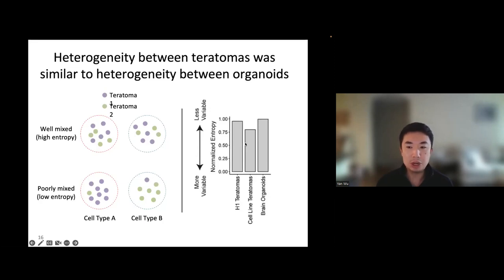And one note was that teratomas from different cell lines had much higher heterogeneity. They had lower entropy. So a higher score on this entropy metric means better mixing and less heterogeneity, and the lower score means actually more heterogeneity.